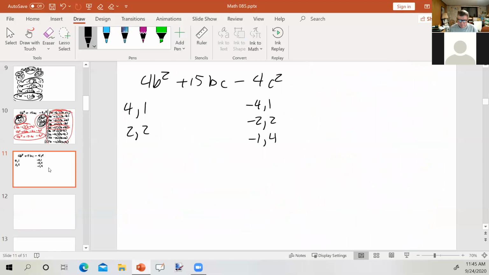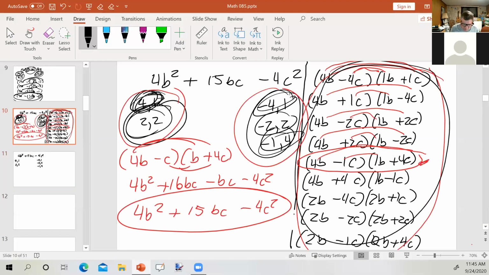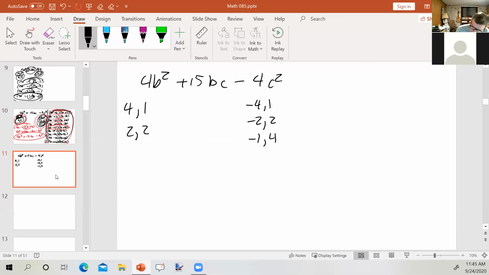Now, when I write those out in factored form, and then I start to FOIL them together, what I end up doing is taking one of these times one of those, plus the other of those times the other of those. That's sort of that outer inner. Okay, so 4 times negative 4 is negative 16. 1 times 1 is 1. And then I add them. Negative 16 plus 1 is negative 15.